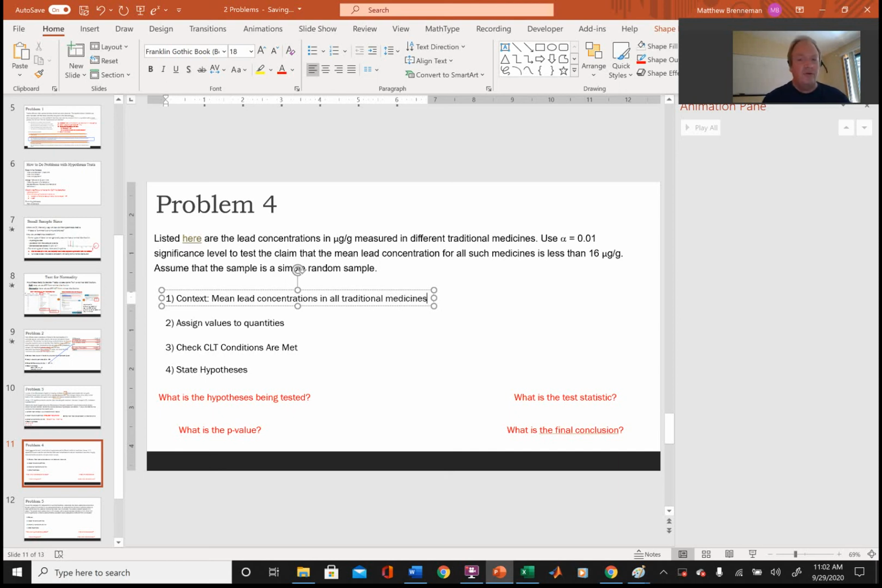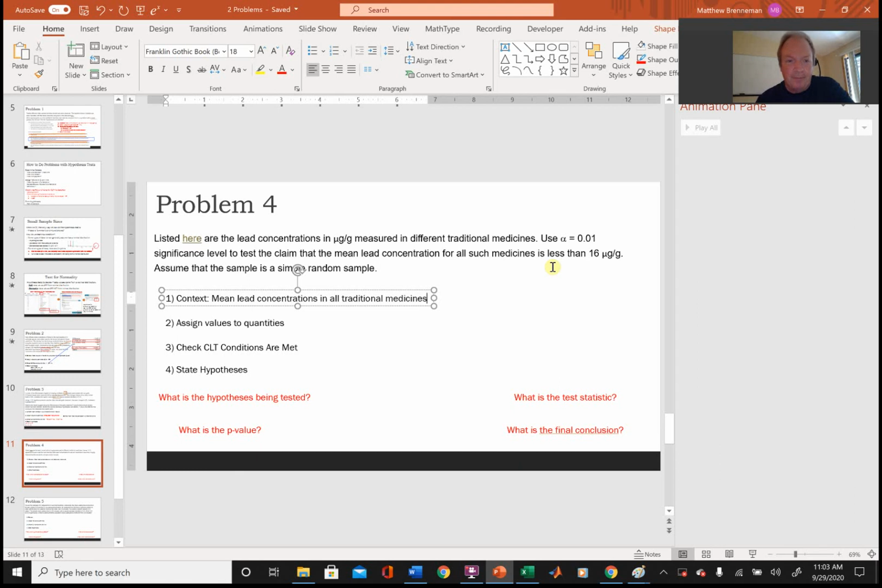Notice that we have very few values that we have to assign to quantities. We're given the significance level. What is this? Well, let's ask the question. There's only a couple things it can be, right? It can be a mean, a standard deviation, or a sample size. Is it a mean? Well, it's associated with a mean. Does it come from the sample? No, it comes from a population. So chances are this is the value that we're going to test under the null hypothesis, right?